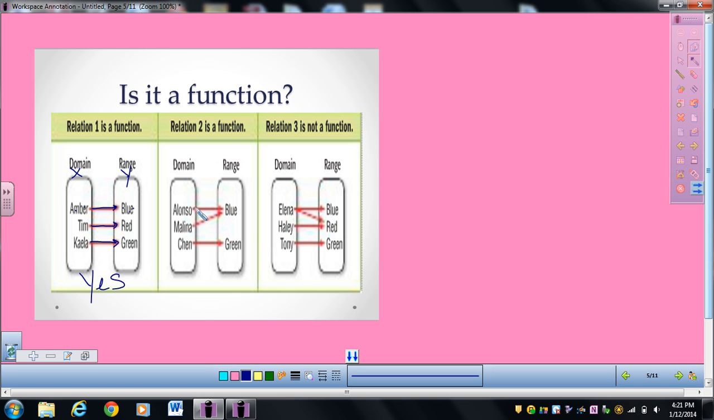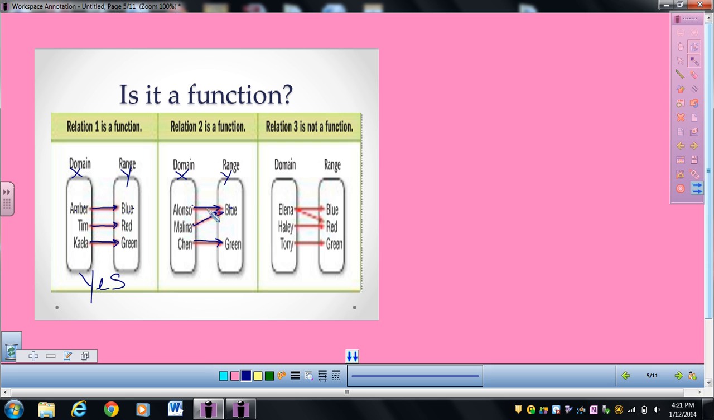This is a function. Alfonso only has blue, Melina only has blue, and Chen only has green. Each x value only has one y value. Now these two share the same y value. That's okay, because Alfonso still only has blue, and Melina still only has blue.